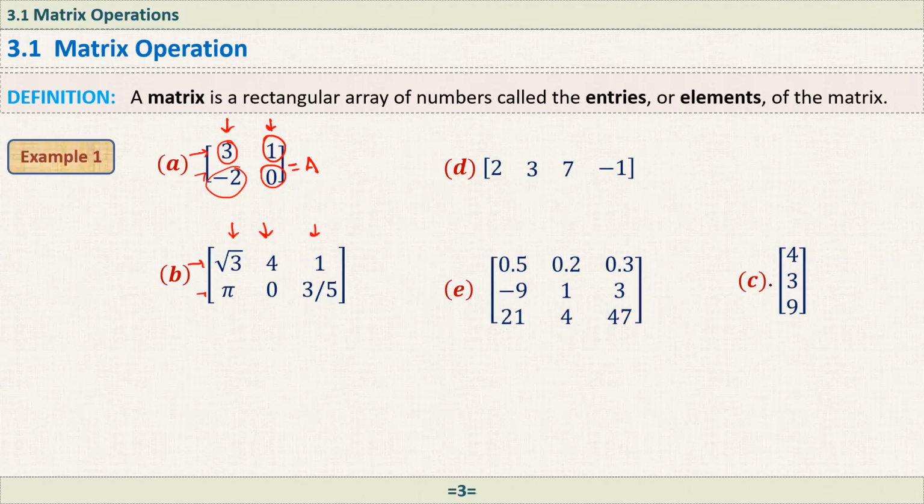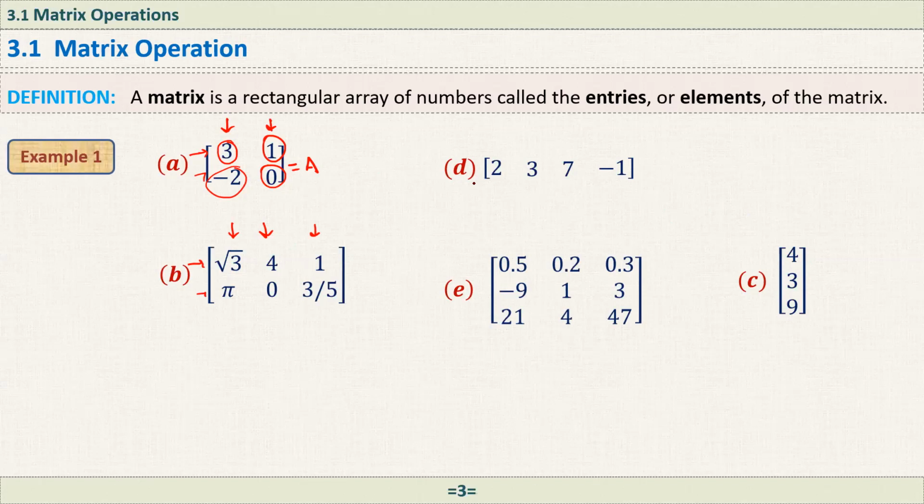Let's say here C, with 4, 3, 9, and we'll give a special name because this matrix has only 1 column. This one has 3 columns, and this one has 2 columns, and this one has only one column. So we call this a column matrix. Column matrix means we're talking about a matrix that has only one column.